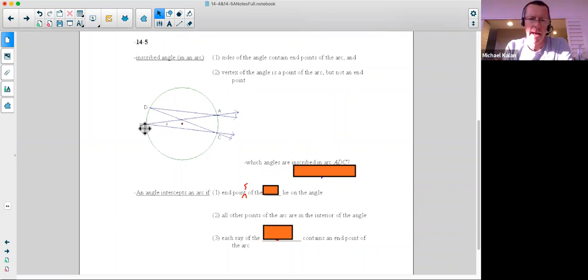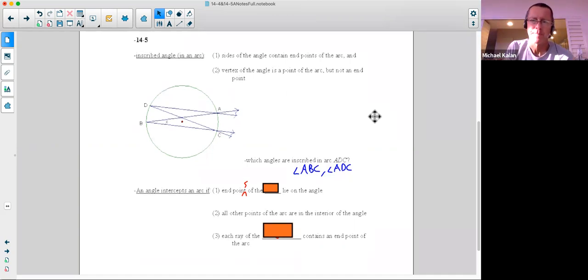So if you look at angle B here, or D, doesn't really make a difference. You can see that the sides of each of those angles contain an endpoint of the arc, A and point C, and the vertex for D and the vertex for angle B is a point of the arc, but not an endpoint. So these angles are inscribed in arc ADC, or ABC, doesn't really matter how you want to call it. Which angles are inscribed in arc ADC? Well, we just said it: angle ABC, angle ADC. So that's an inscribed angle in an arc.